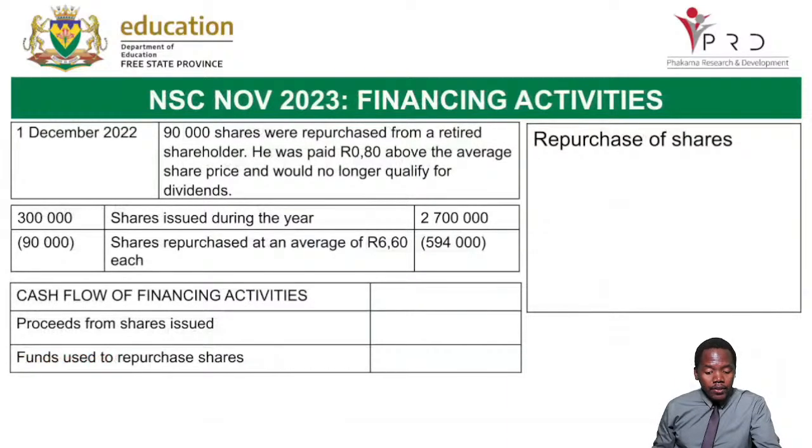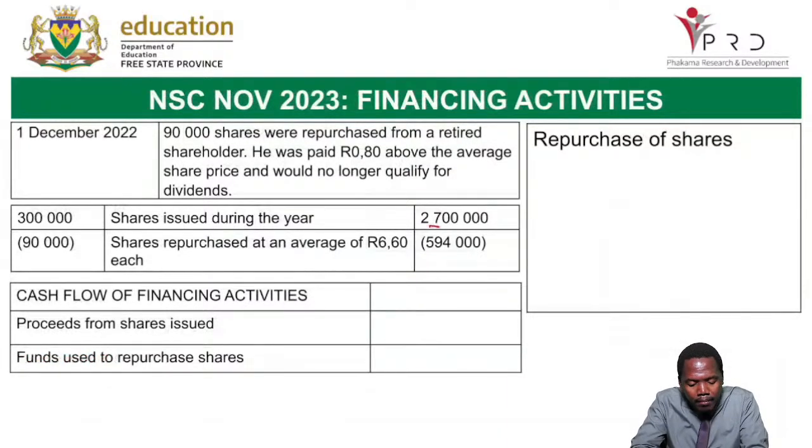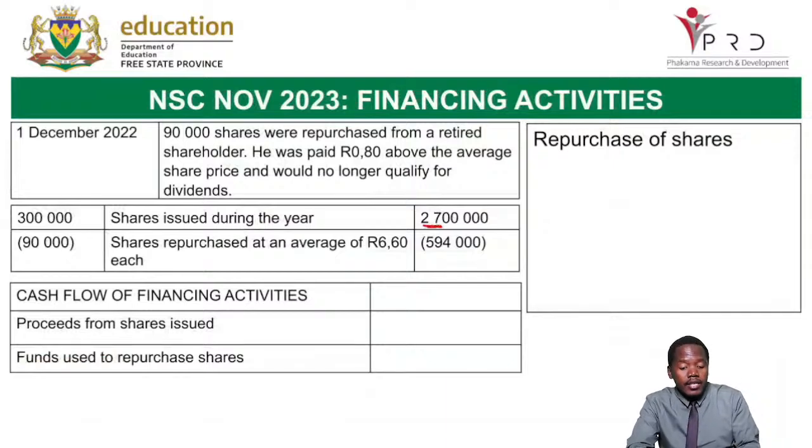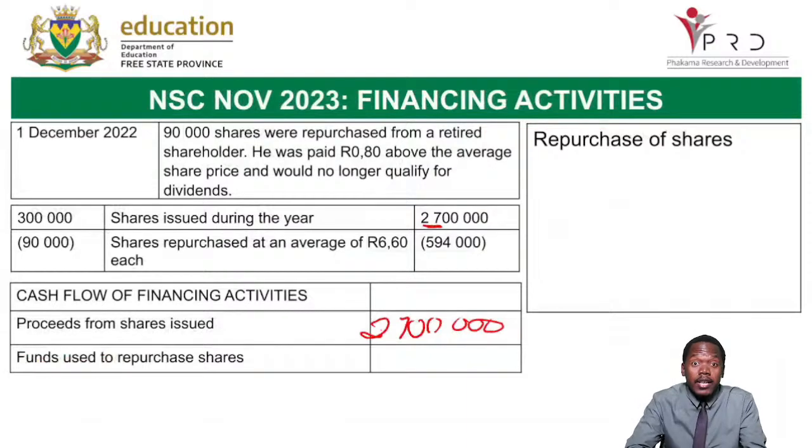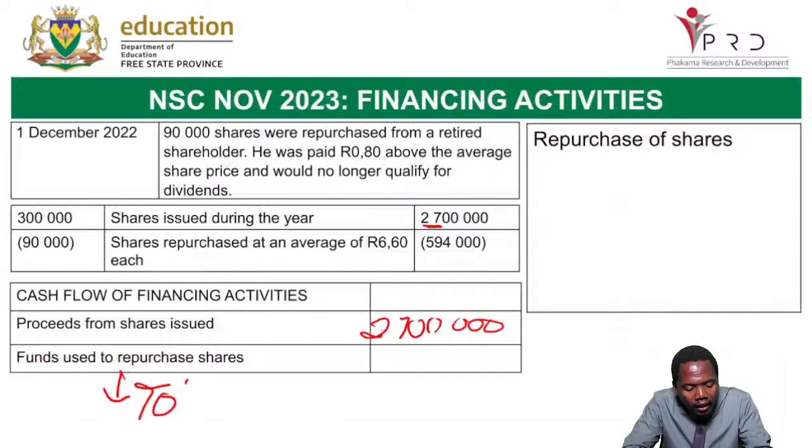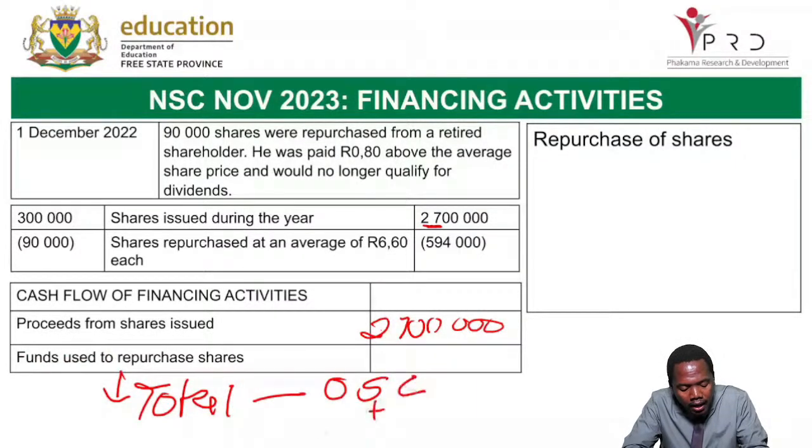Now the repurchase of shares. How do we deal with this? We are given, remember we have calculated the shares issued, so we just record it there, 2,700,000. Repurchase of shares, remember the one we record under cash flow will be the total. Total coming from what? Ordinary share capital plus the retained income.